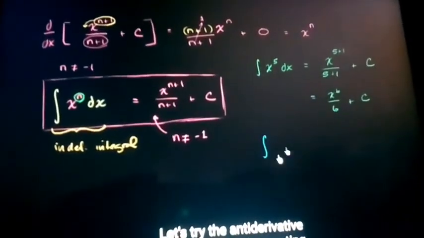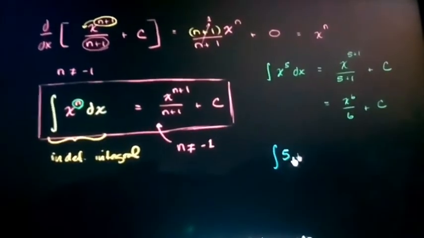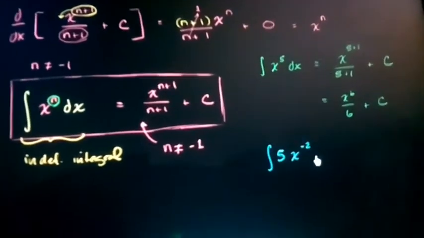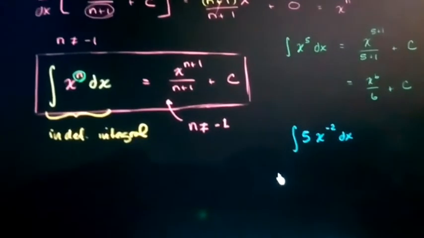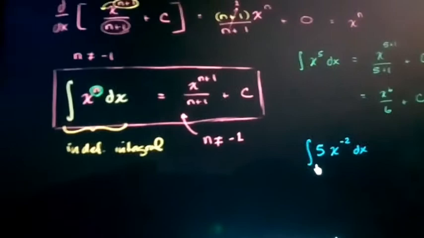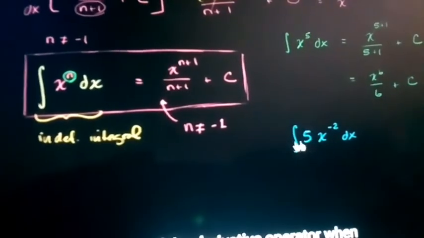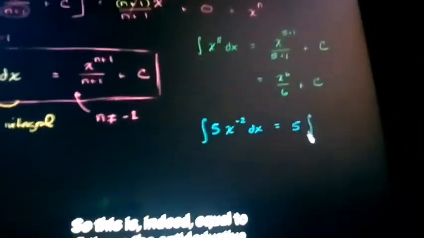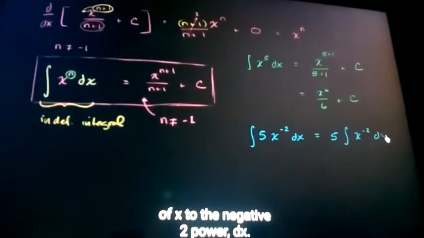Let's try the antiderivative of, well, let's make it interesting. Let's make it 5 times x to the negative 2 power dx. So how would we evaluate this? Well, one simplification you can do, and I haven't rigorously proven it to you just yet, but we know that scalars can go in and out of the derivative operator when you're multiplying by a scalar. So this is indeed equal to 5 times the antiderivative of x to the negative 2 power dx.